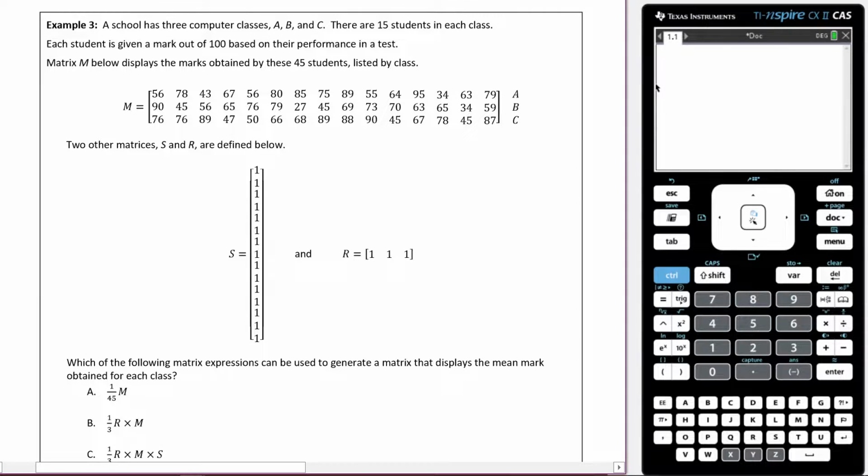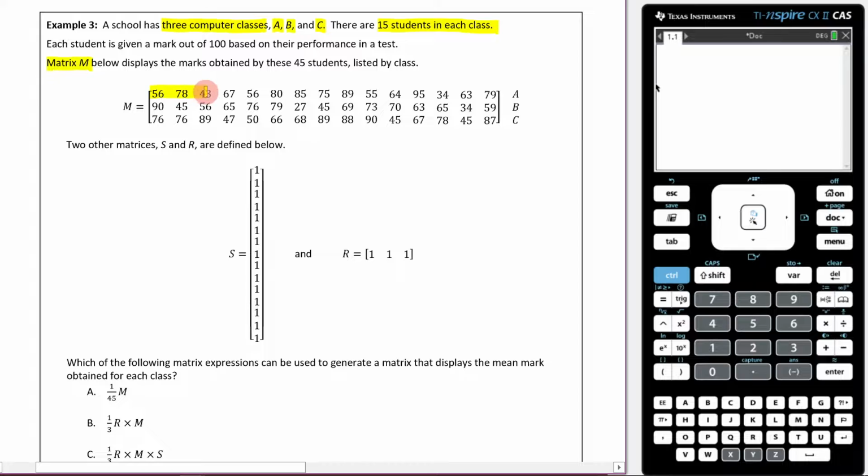Let's read this question before us. Example 3. A school has 3 computer classes, A, B, and C. There are 15 students in each class. Each student is given a mark out of 100 based on their performance in a test. Matrix M below displays the marks obtained by these 45 students listed by class.